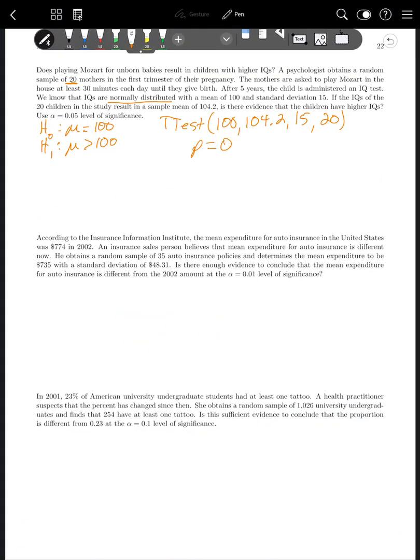So P equals 0.0978, which is not less than alpha. So we do not reject H naught. So we can say there is not sufficient evidence to suggest that playing Mozart for babies raises their IQ scores.